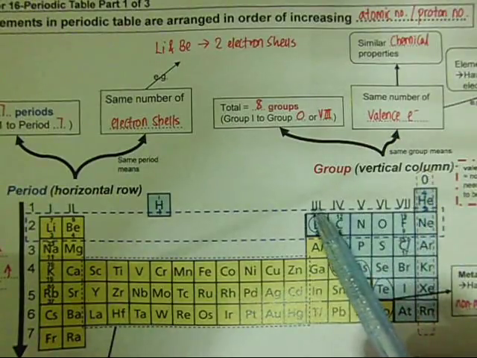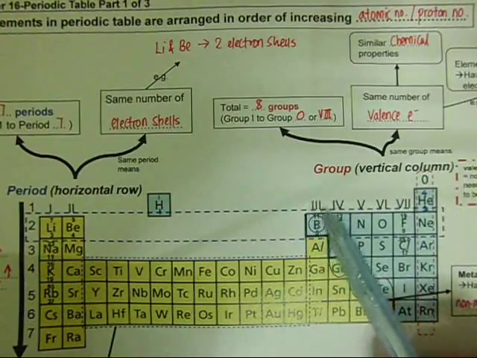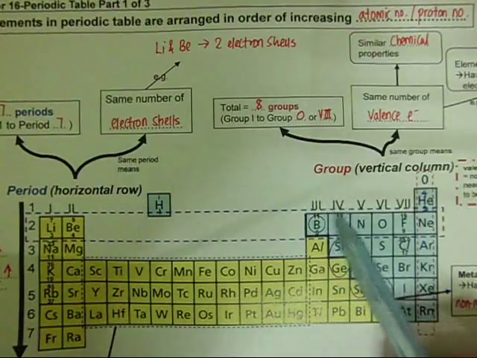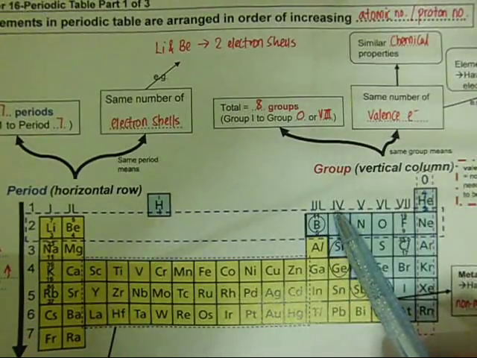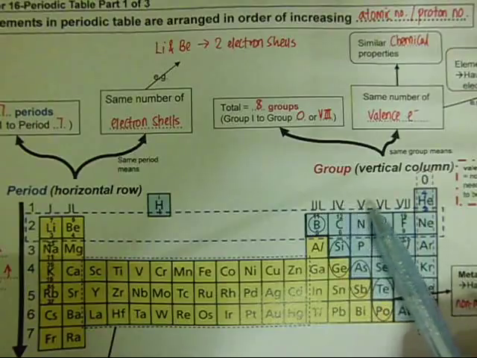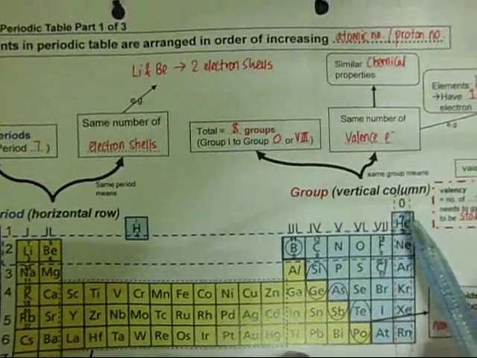Now you have to take note that the group number is in Roman numeral. It's not in our normal way of writing number. This is a Roman numeral. For example, III stands for 3, and then IV stands for 4. So you have to be very familiar with what all these Roman numerals mean. Okay, group 1 to group 8.